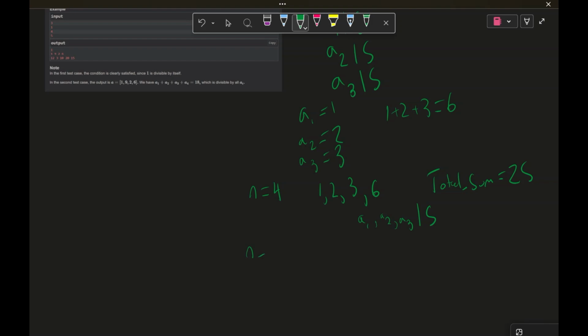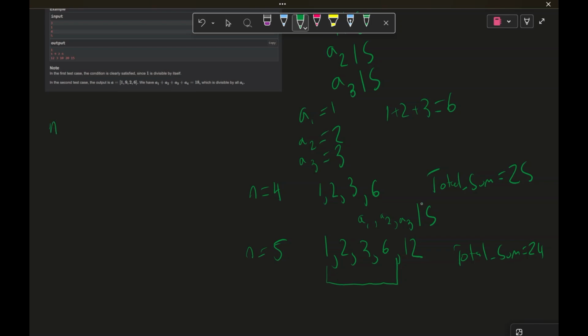So for n equals 5, we would do 1, 2, 3, 6, and then the sum of this is 12, so now the total sum is 24. And we know, because 1, 2, 3 divide 6, which divides 12 before, and 24 is just 2 times 12, they will all divide 24 as well. And we know 12 divides 24 because we're just doubling the sum we had before. So this is a strategy in the general case.